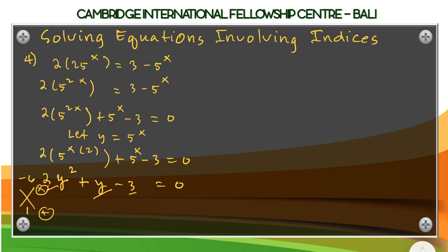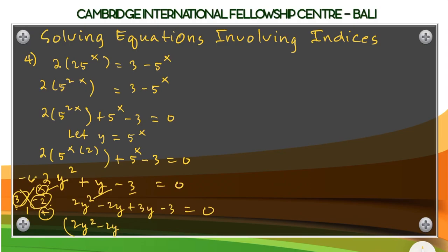What are the factors of negative 6 that will give you a positive 1? It will be positive 3 and negative 2. 3 times negative 2 is negative 6. Then 3 plus negative 2 is positive 1. So 3 and negative 2 are the correct factors to use to break down our middle term. So this is 2y squared minus 2y plus 3y minus 3 is equal to 0.